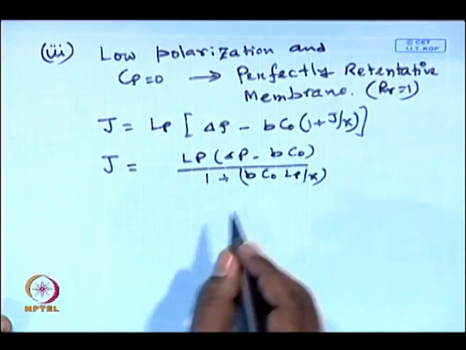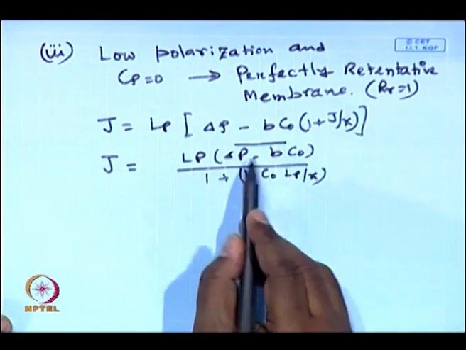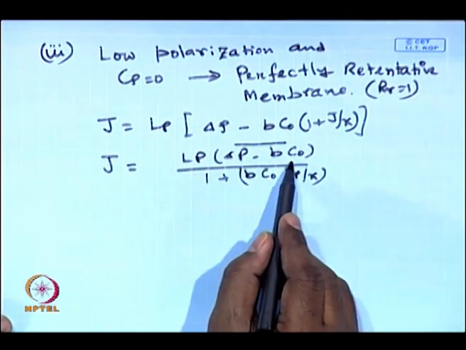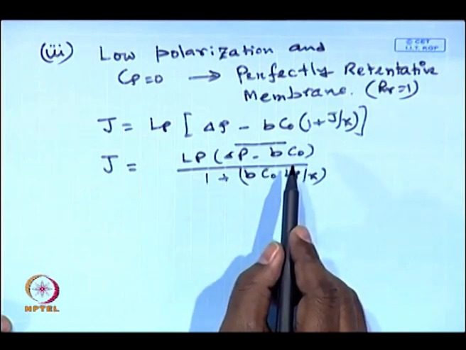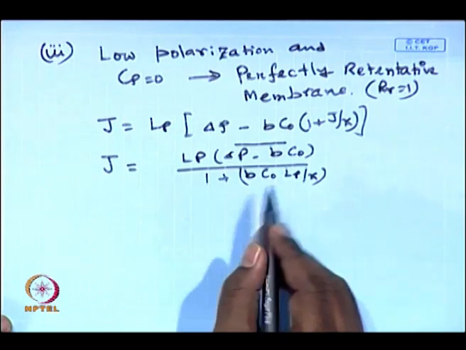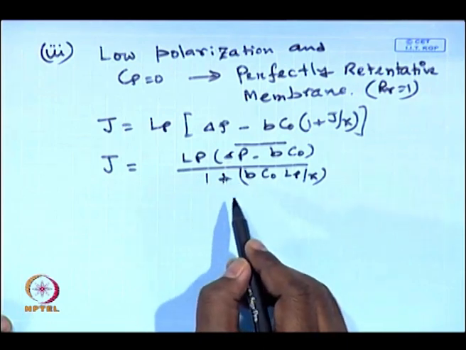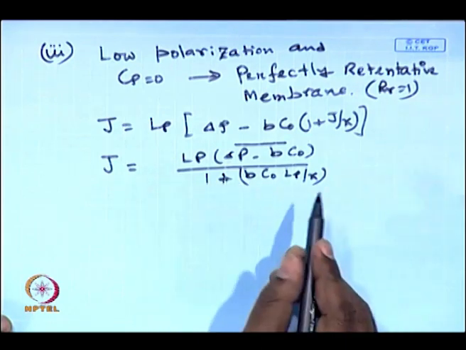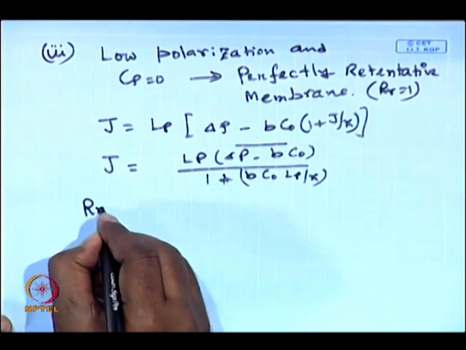So basically what is this? This is the permeability, this is the driving force delta P minus B C naught, and the osmotic pressure contribution will come only from the feed concentration. And the terms in the denominator will give some kind of resistance. So, one can define a membrane resistance Rm.